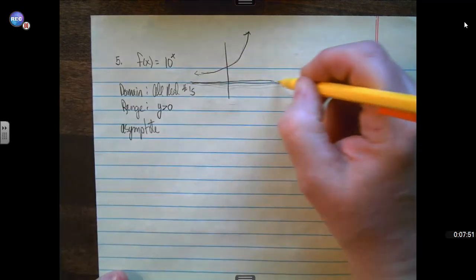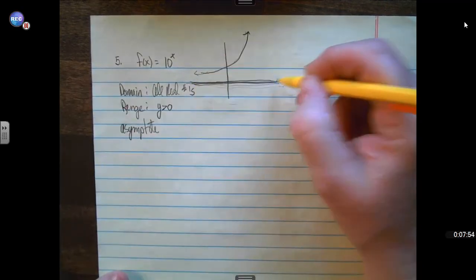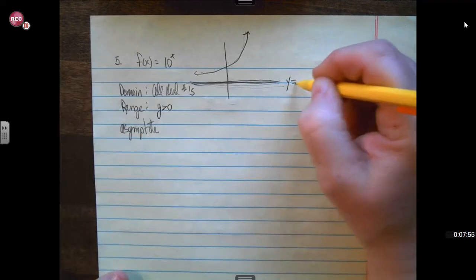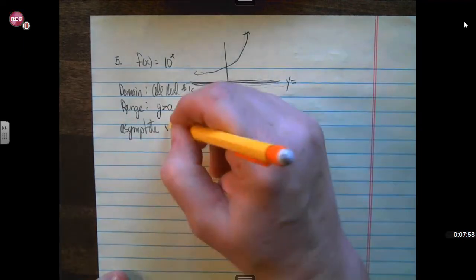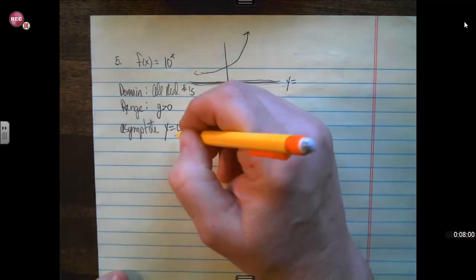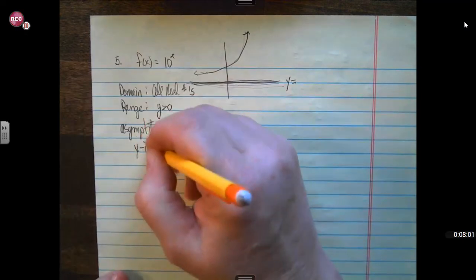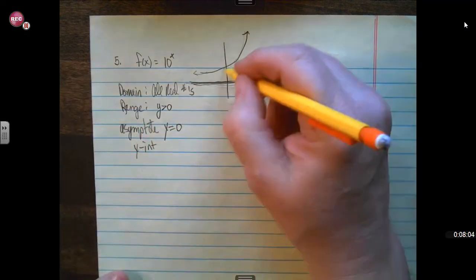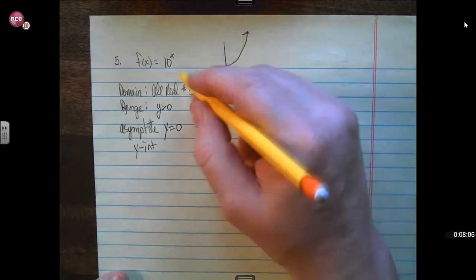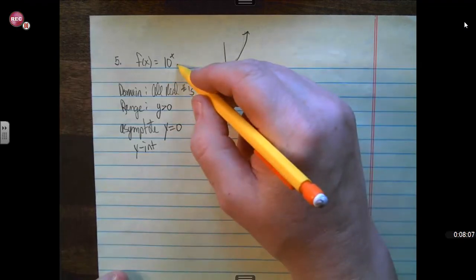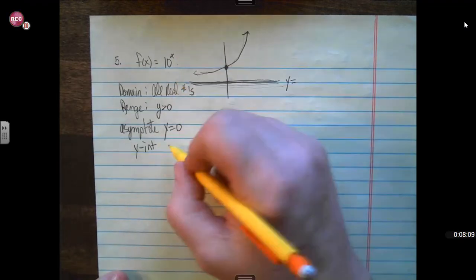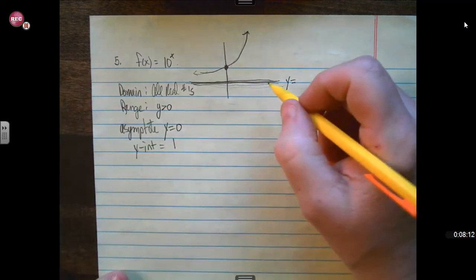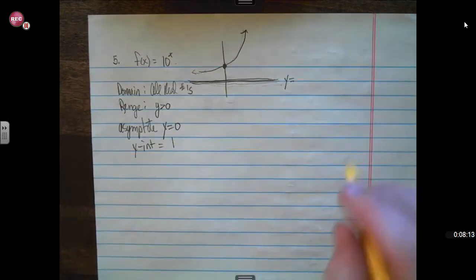The x-axis is a horizontal line. So horizontal lines are y equals lines. And on the x-axis, y equals 0. And then it wants you to give the y-intercept. And the y-intercept is, when I plug in 0 to this equation, what do I get? And anything to the 0 power is 1. Okay.